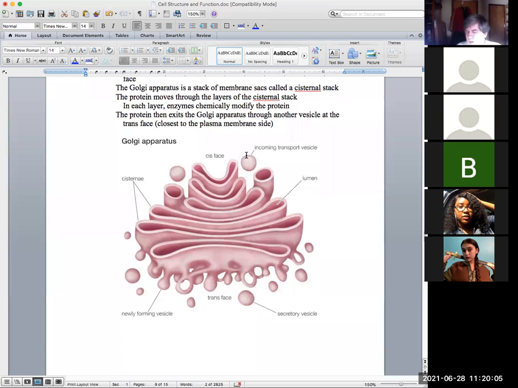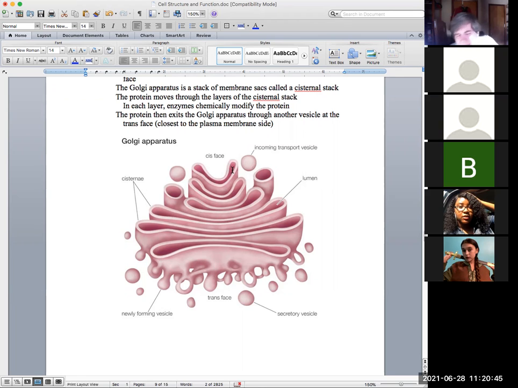And the transport vesicle always drops off the protein on the cis face. And the cis face is just the edge of the Golgi apparatus that's nearest to the nucleus. So the protein gets dropped off, and when it gets dropped off, now it's in this first layer, in this kind of darker purple on the inside. And in every layer of the Golgi apparatus, there are enzymes. And what these enzymes do is change the protein chemically.